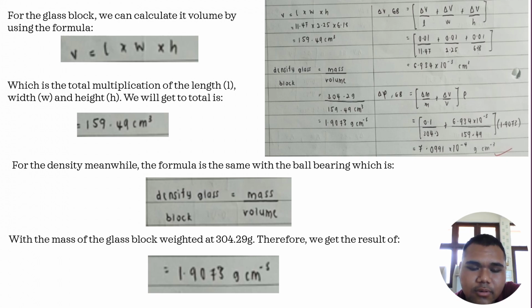For the glass block, we can calculate its volume by using the formula shown on screen, which is the multiplication of the length, width, and height. We will get the total as shown. For the density, meanwhile, the formula is the same as for the ball bearing. With the mass of the glass block weighed at 304.29 grams, we get the result shown.